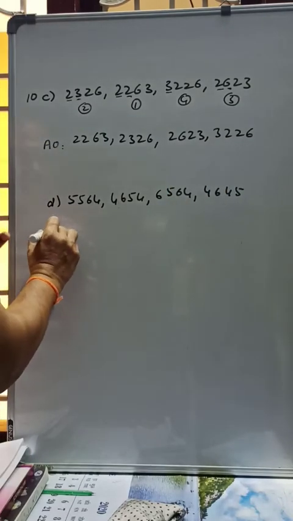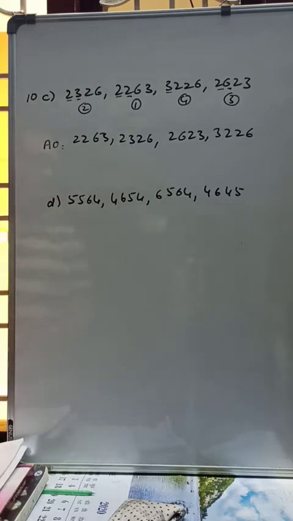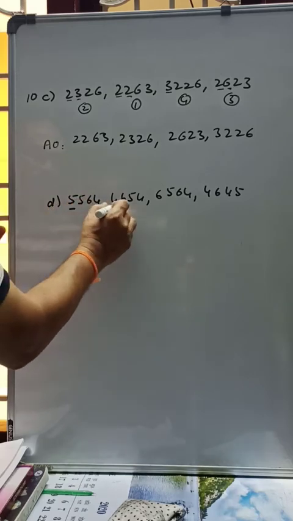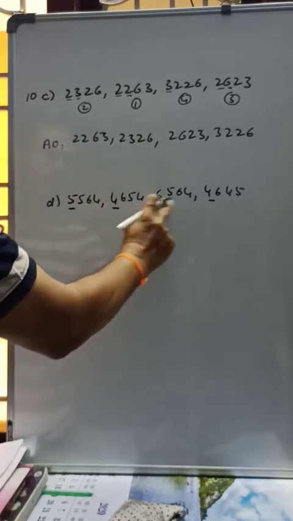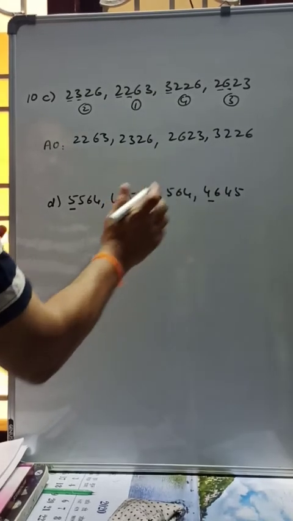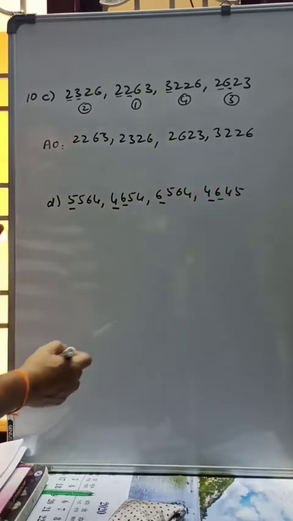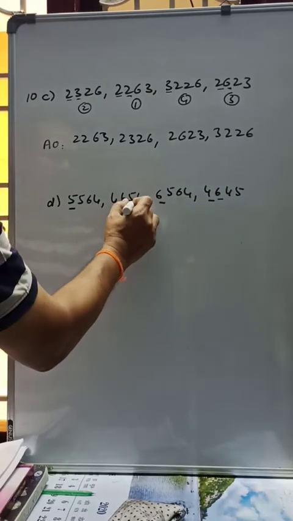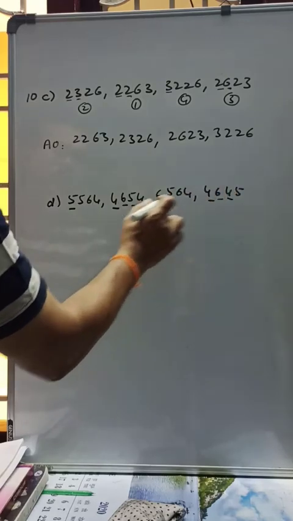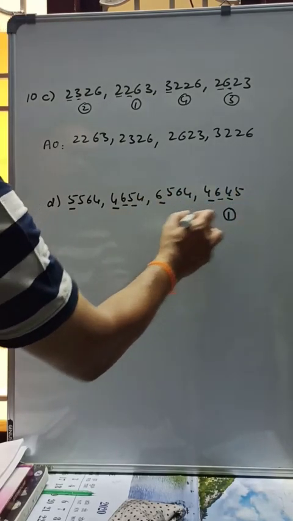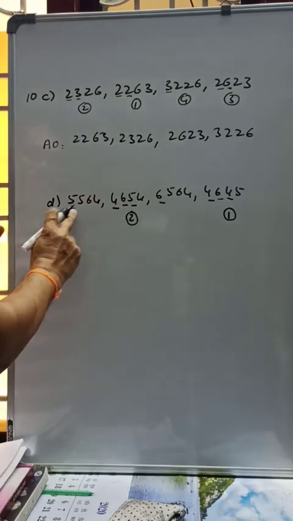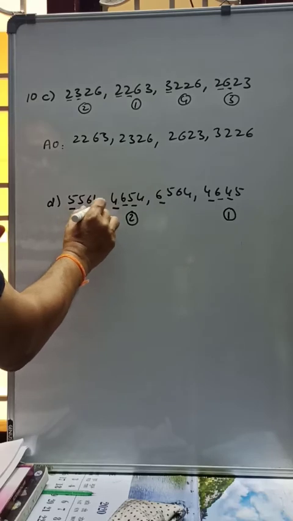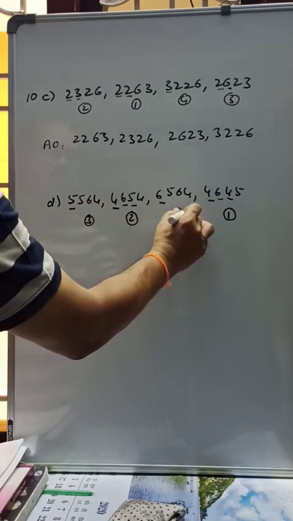Then coming to D, first we will give the numbers. We will choose the smallest one. While taking the thousands place, 5, 4, 6 and 4. 4 is the smallest one. So between first, second and fourth one, compare the hundreds place. 6 and 6 are there. Both are equal. Then coming to the tens place, 5 and 4. 4 is smaller than 5. So we will write this number as first and this is second. Coming to first and third, 5 is smaller than 6. So you write this 5564 as third number and this is the fourth number.